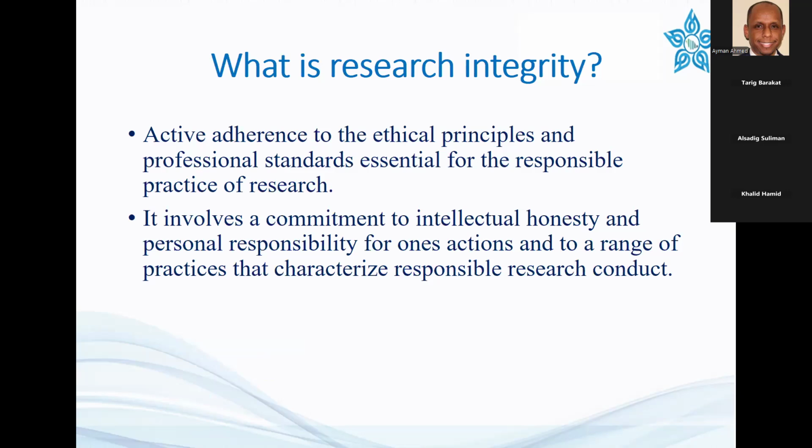So now we know what research is, what research ethics are, what the difference between research ethics and morals is, and what the key ethical issues are. So we will go to what research integrity is, which is the main issue of our lecture today.